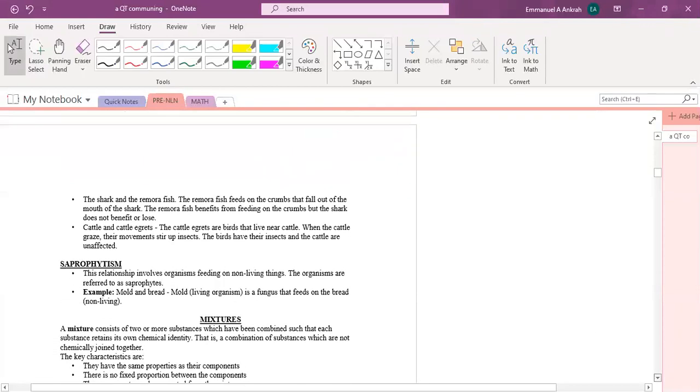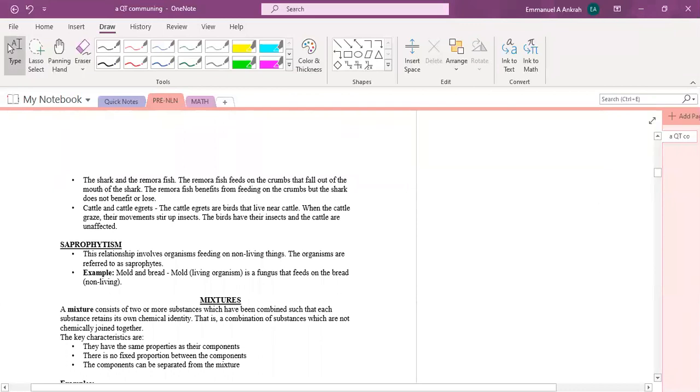All right, so an example would be the shark and the remora fish. Now again, if you watch those science channels, or National Geographic, you notice that under the sea, when a shark is swimming, you have those small fishes that swim alongside it, right? So the remora fish feeds on the crumbs that fall out of the mouth of the shark. The remora fish benefits from feeding on the crumbs, but the shark does not benefit or lose. There's no harm done to the shark as well. So this is an example of commensalism. Only the remora is benefiting from the food crumbs. For the shark, it is like a waste.